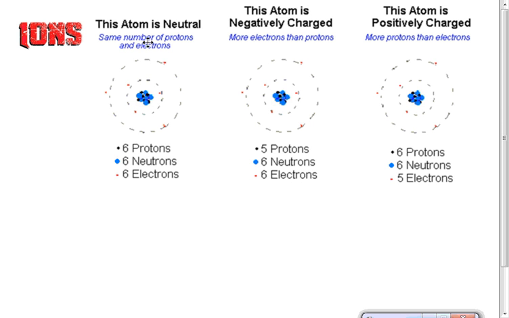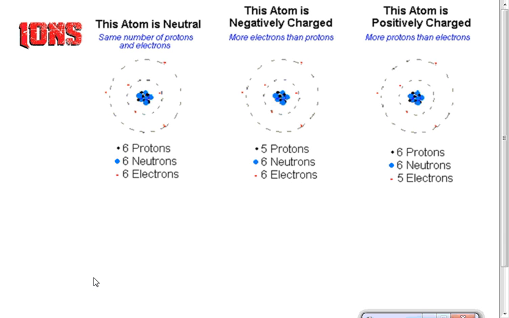Why is it neutral? Same number of protons and electrons. We'll write that down in a moment. This one says the atom is negatively charged. If it's negatively charged, that means I have more negatives. Notice it says 5 protons, 6 neutrons, and 6 electrons. In this final one, it says this atom is positively charged, more protons than electrons, so 6 protons, 6 neutrons, 5 electrons.